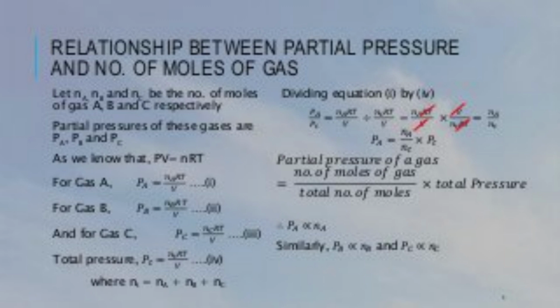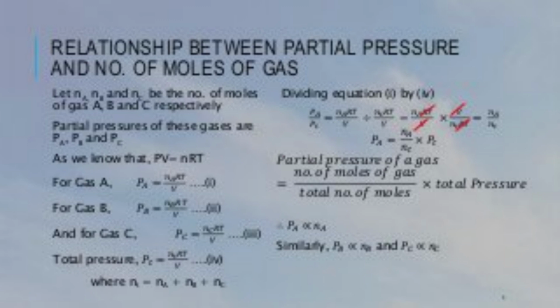Now dividing equation 1 by equation 4, we get Pa over Pt is equal to nART over V divided by nTRT over V. After taking calculations, Pa is equal to Na over Nt into Pt. So, partial pressure of any gas is equal to number of moles of gas over total number of moles of mixture into total pressure of the mixture.